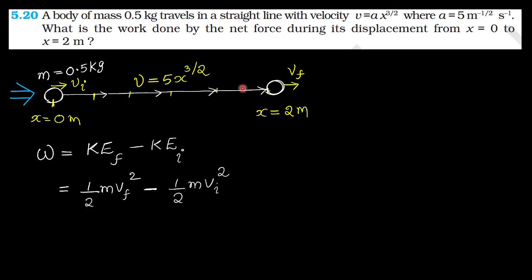Work done is final kinetic energy minus initial kinetic energy. We have a formula: final kinetic energy, half m vf square, minus initial kinetic energy, half m vi square. Not completed. All of you please write down till this step, and if you don't understand any step, please ask.